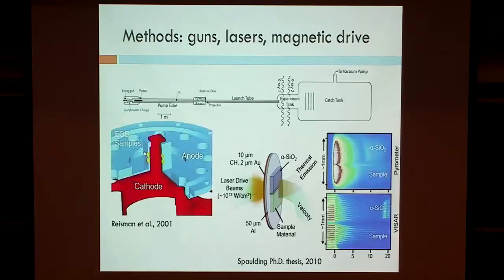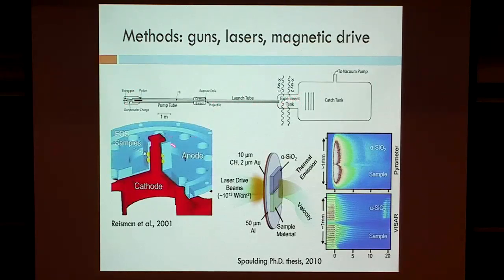All right, now experiments. How do you actually go about doing this? There are several methods, okay? All of them squeezed onto this one slide for the moment, but we'll talk about each of them in a little more detail. This is a light gas gun, okay, where we're going to blow up some gunpowder, we're going to get a bullet going fast, and it's going to run into our projectile, our target.